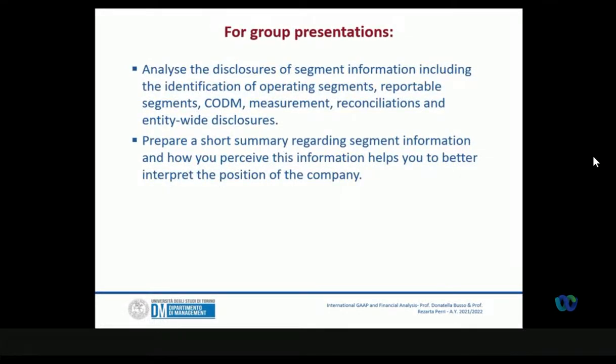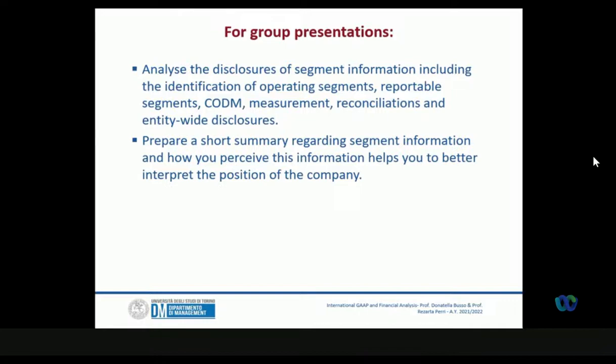Basically, what you need to do for your group presentation is go to the disclosures of the segment information, including the identification of operating segments, reportable segments, chief operating decision maker, measurement, and so on. You will have a special note, a special reference number, a special explanation in the notes of the annual reports covering the issues or topic related to the internal and the reportable segment information.